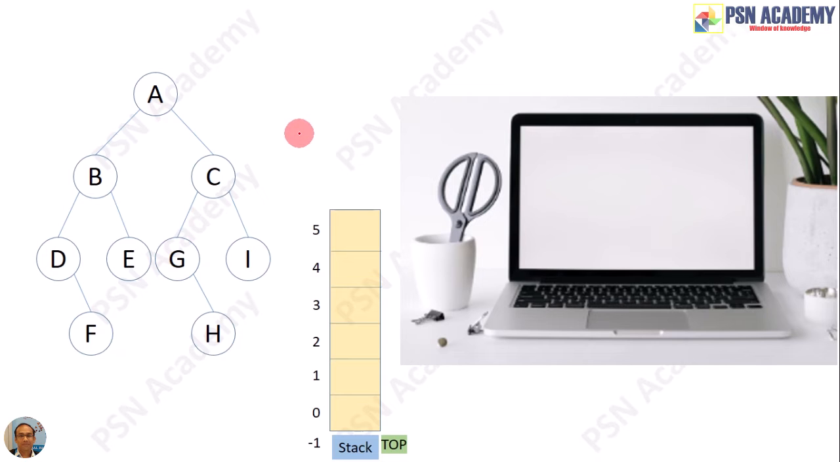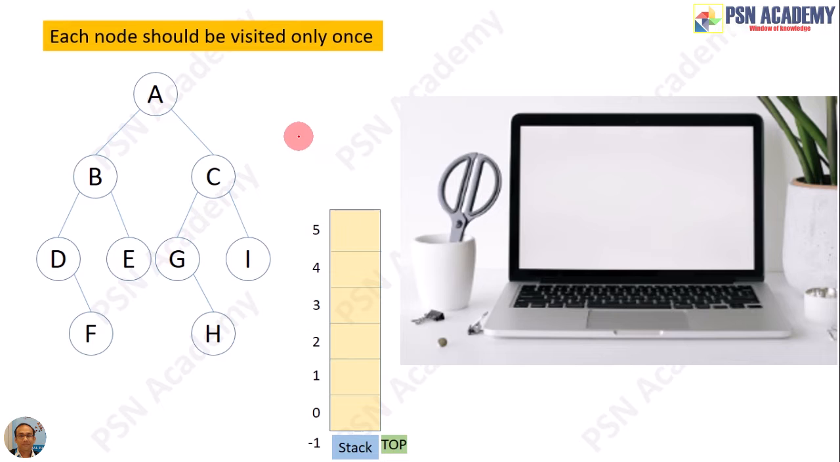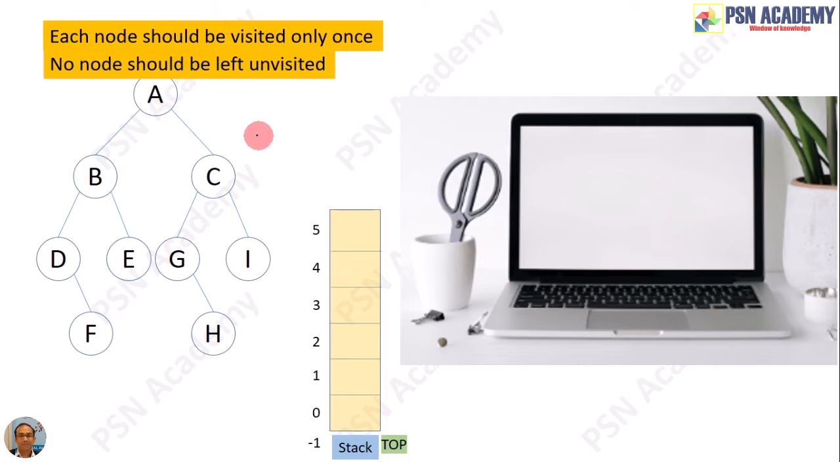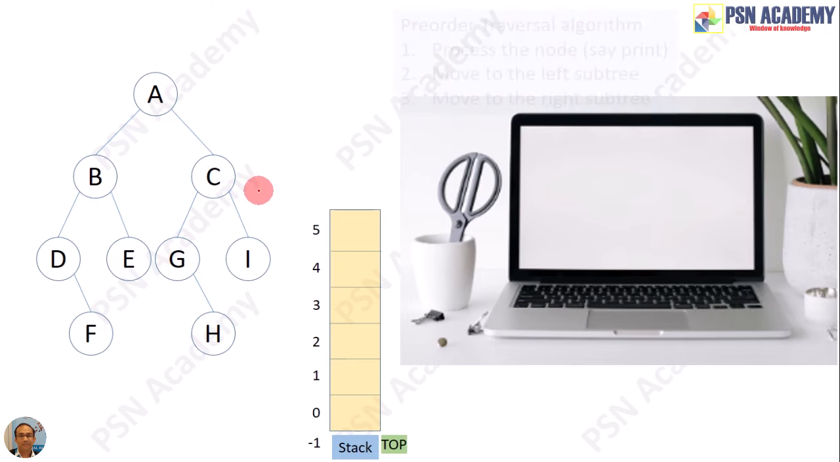Now for that, we need to keep two things in mind. First, each node should be visited only once. And the second, no node should be left unvisited. That means each node should be printed only once without missing any of the nodes here. This is guaranteed by the Preorder Traversal.